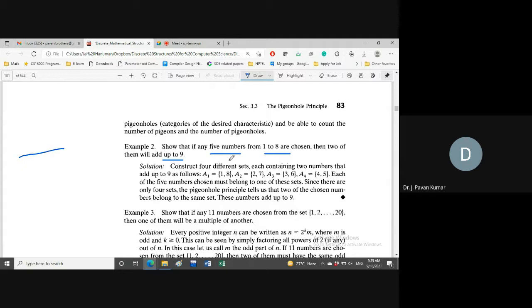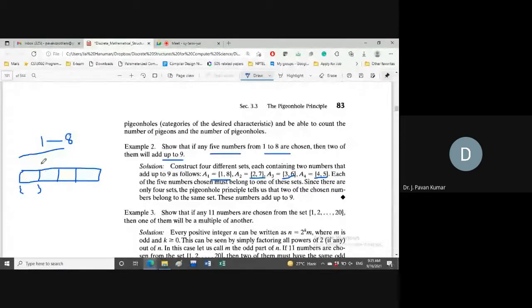So in order to prove that by using the pigeonhole principle, first of all, we will be forming pigeonholes. What are the pigeonholes? Whatever pairs make the sum as 9, all those we will consider as pigeonholes: 1 comma 8, 2 comma 7, 3 comma 6, 4 comma 5. These all we will be considering as pigeonholes. Now from 1 to 8 we have to choose how many numbers? Five numbers. Whatever number you choose, you put it in the corresponding pigeonhole.